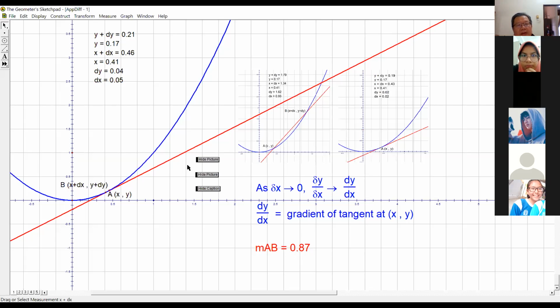And the gradient is actually shown here. I have calculated all this. I think I gave you all last year this program, Geometer's Sketchpad. Anyone still has this program? If you have it, I can send you this file and you can open it. But if you don't have this program, sending the file is of no use, you cannot open the file. So far, what I want you to know is this: dy dx is the gradient of the tangent.